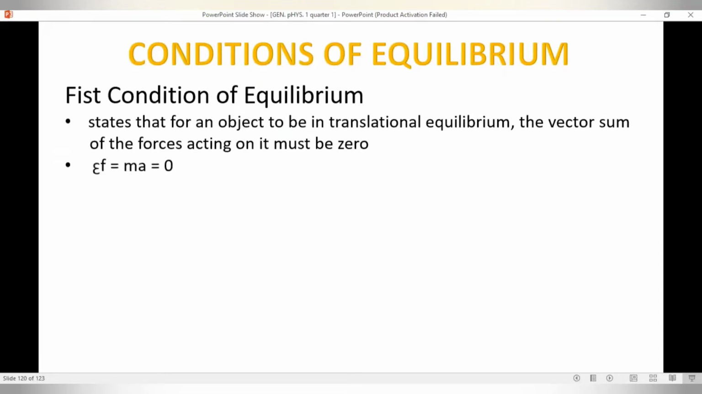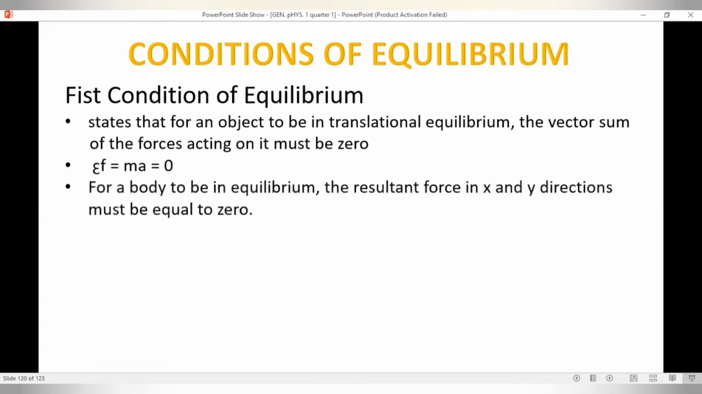From the word translation, defined or mathematically expressed as the summation of F or force is equal to mass times acceleration on the horizontal plane, which is equal to 0. Which means for a body to be in equilibrium, the resultant force in X and Y direction must be equal to 0. Or expressed mathematically as the summation of F of x is equal to 0 and the summation of F of y is equal to 0.